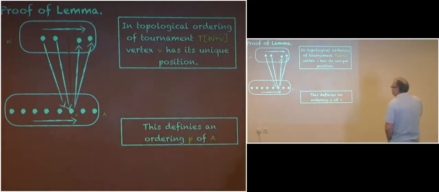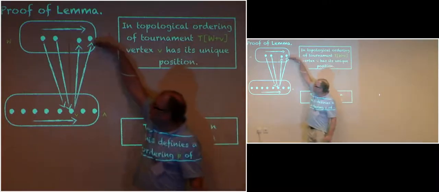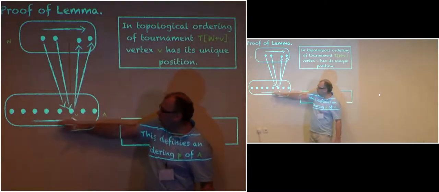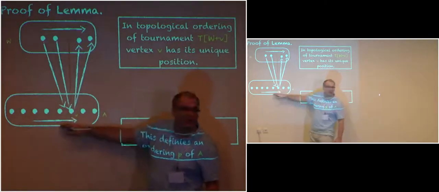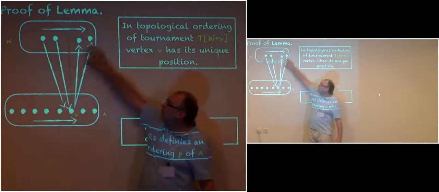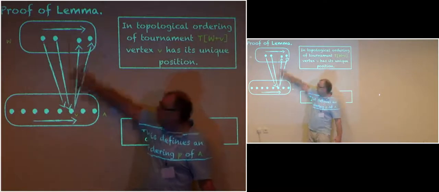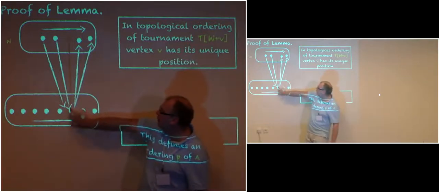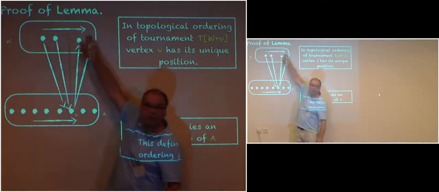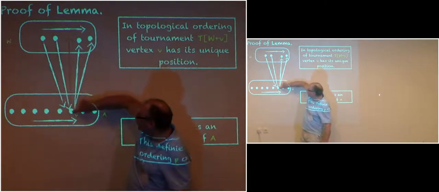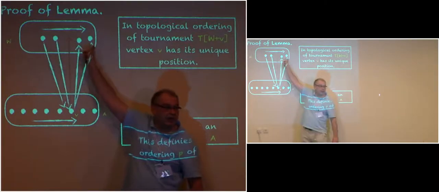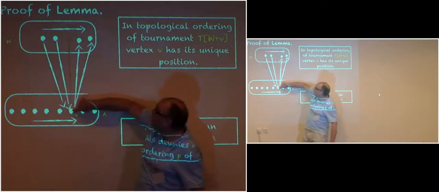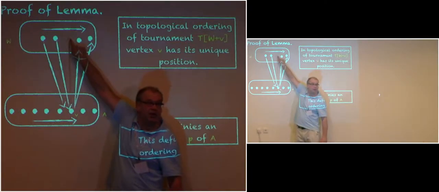And now I want to define a specific ordering P. So what I'm doing here? I have a tournament here, right? This tournament induced by the vertices of A should also be acyclic, because that was a feedback vertex set. So this is an acyclic graph, and I also know that this one has a topological ordering, and if I add this part here, it still should have a topological ordering. So there is a unique position here for every vertex.